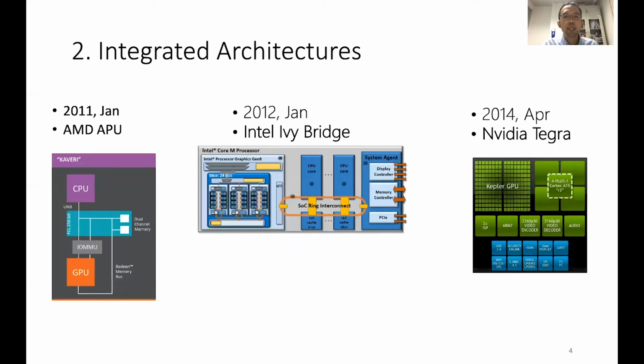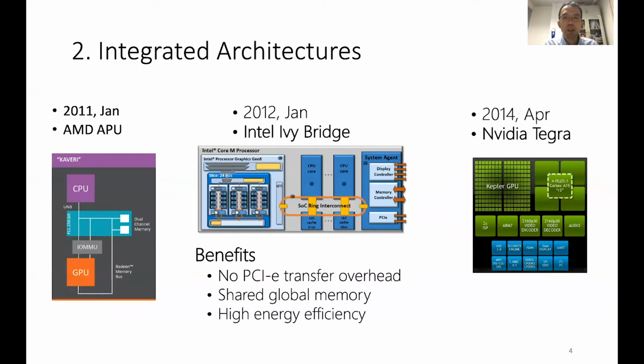The integrated architecture usually consists of a CPU, an accelerator such as a GPU, and a shared memory. In 2011, AMD released its integrated architecture called APU. Next, Intel and NVIDIA also released similar integrated architectures.